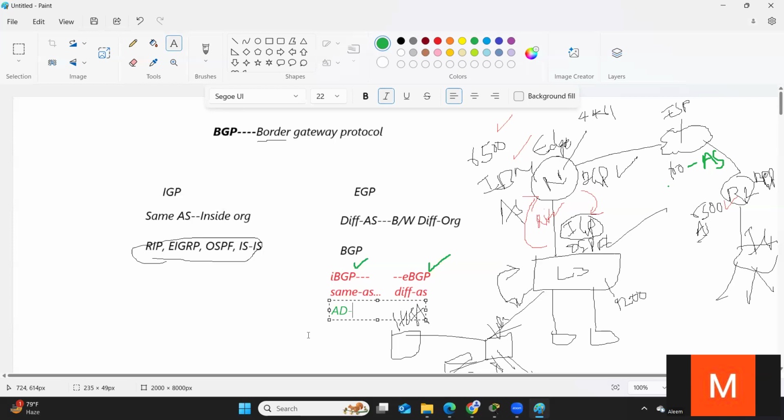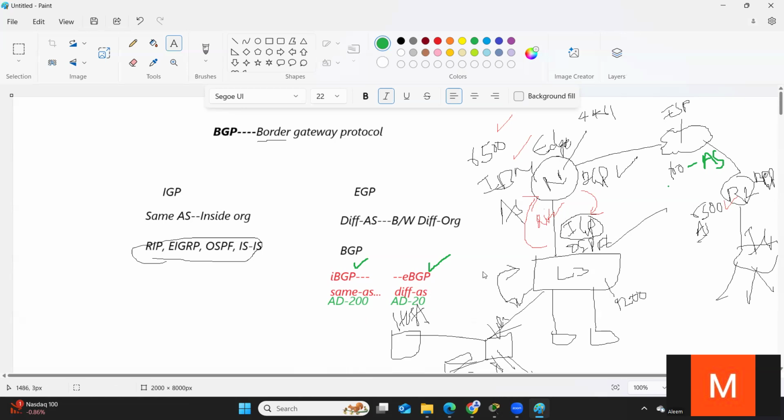Likewise, we have AD values also. In these AD values, IBGP will use 200 and eBGP will use an administrative distance value of 20. You have to know these AD values. We have two different AD values: IBGP will use 200 and eBGP will use 20.